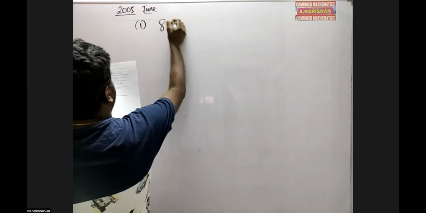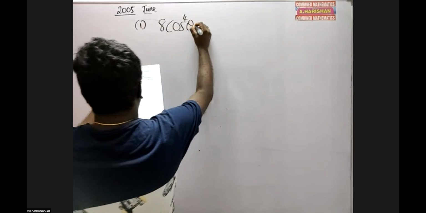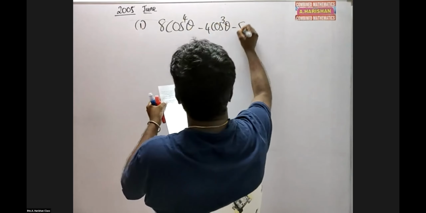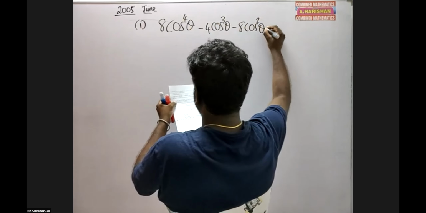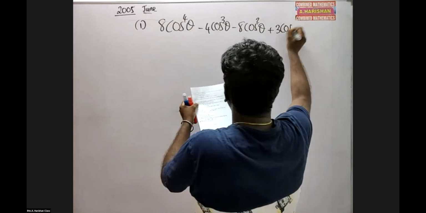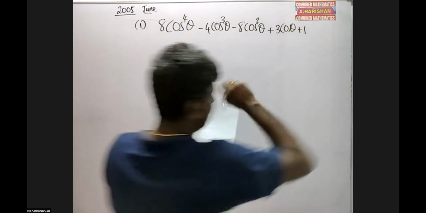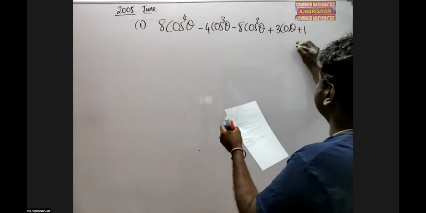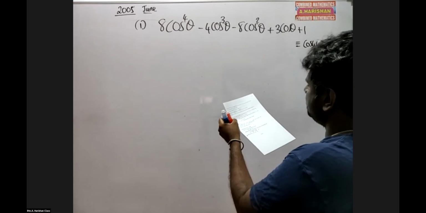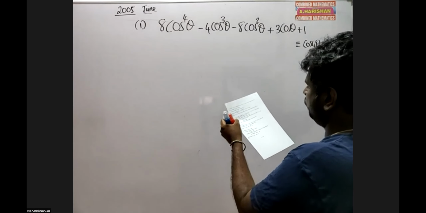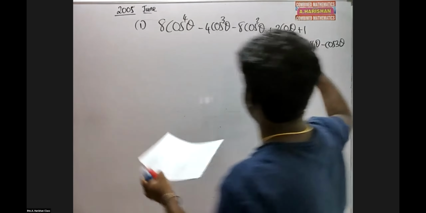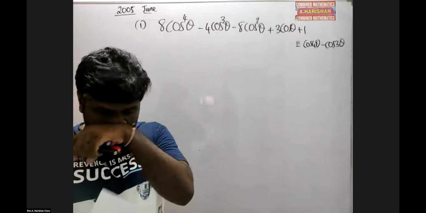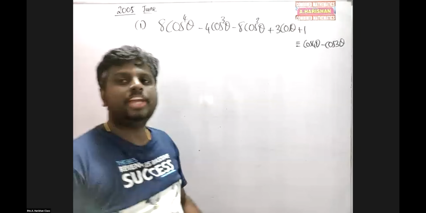First one: 8 cos to the power 4 theta minus 4 cos cube theta minus 8 cos square theta plus 3 cos theta. My goodness, I don't have space to write. Anyhow, this is equivalent to cos 4 theta minus cos 3 theta, for every theta, as they say. You have to show that.